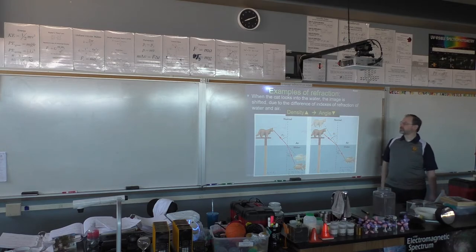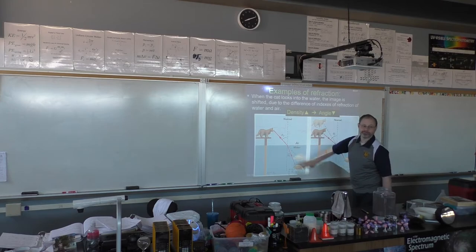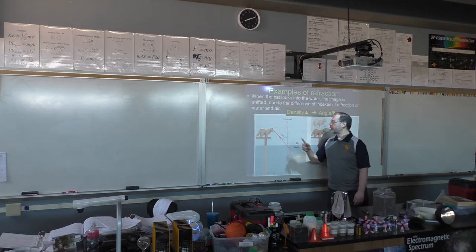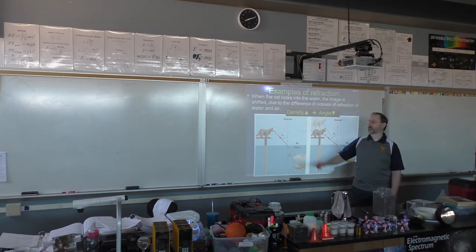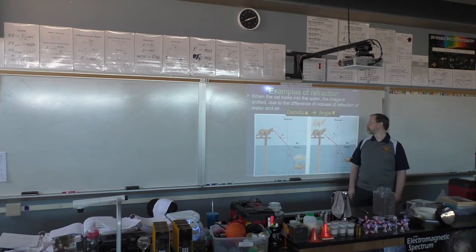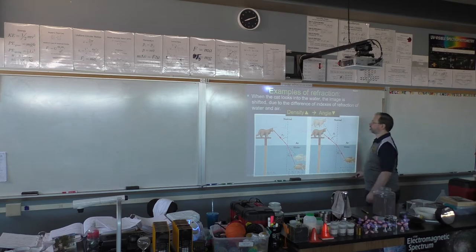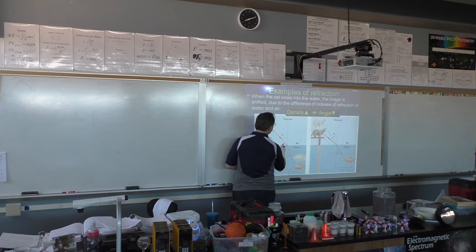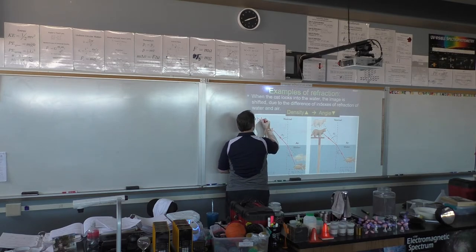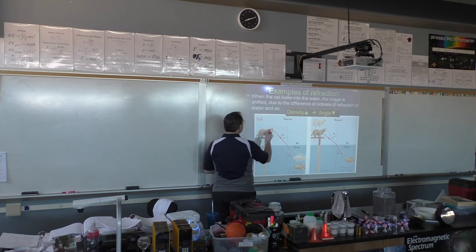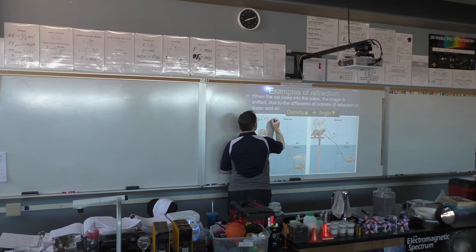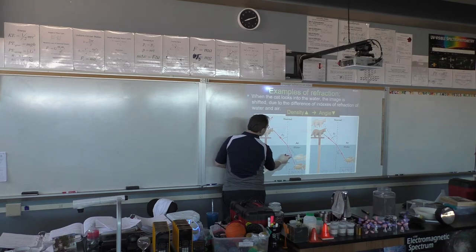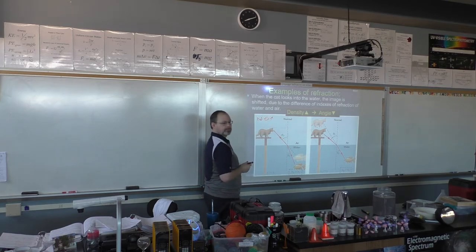So let's look at this one first. Density is going up or down? Water to air. Down. Density is going down. From water to air, density is going down. The light is going from the water to the air, so air is less dense. So density is going down, and look what's happening to the angle. The angle's going up.